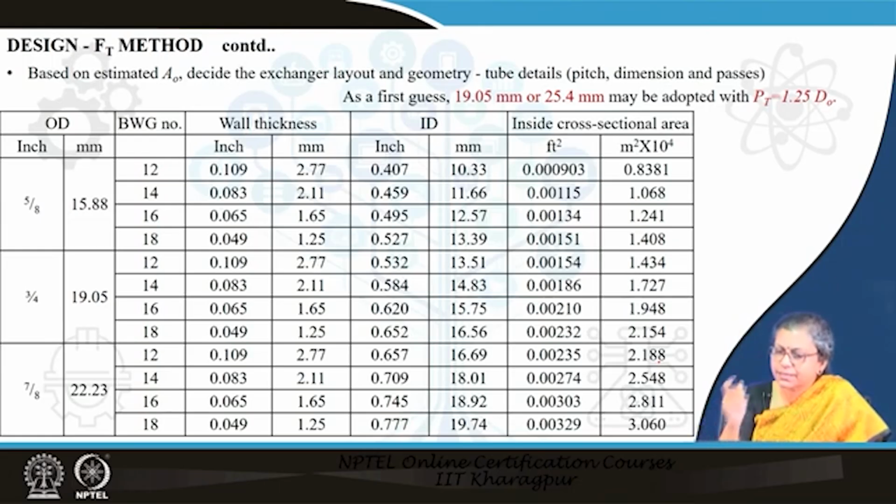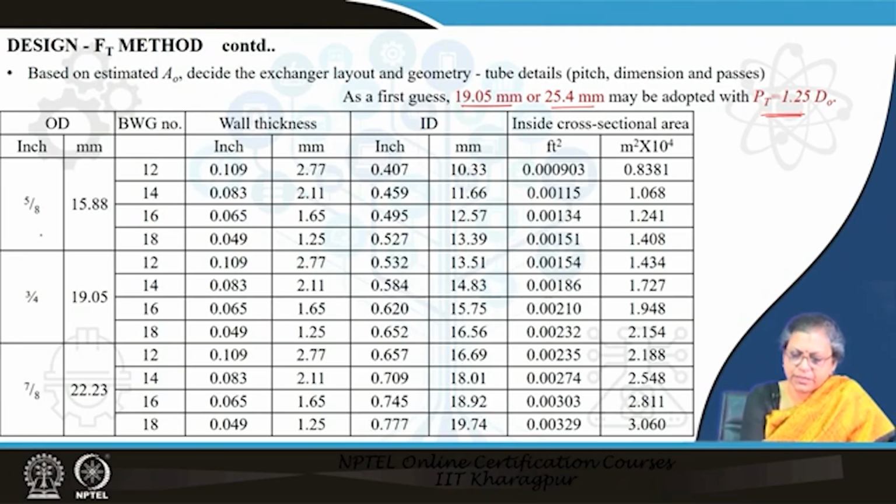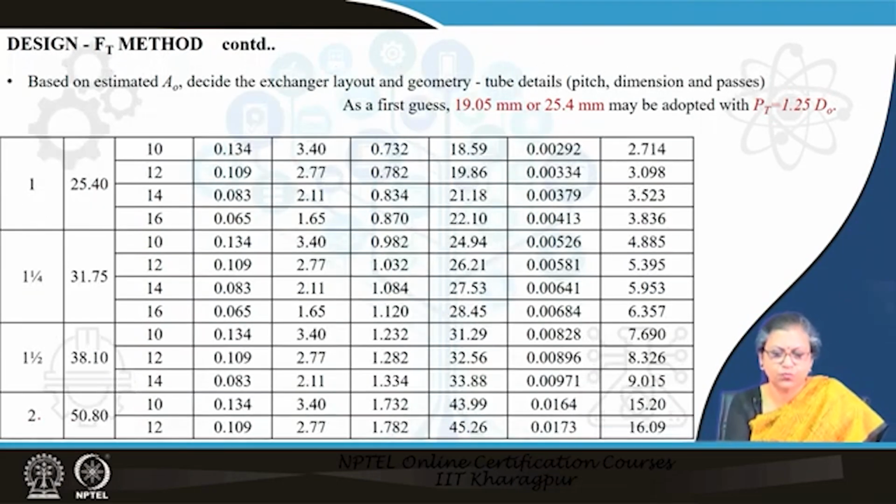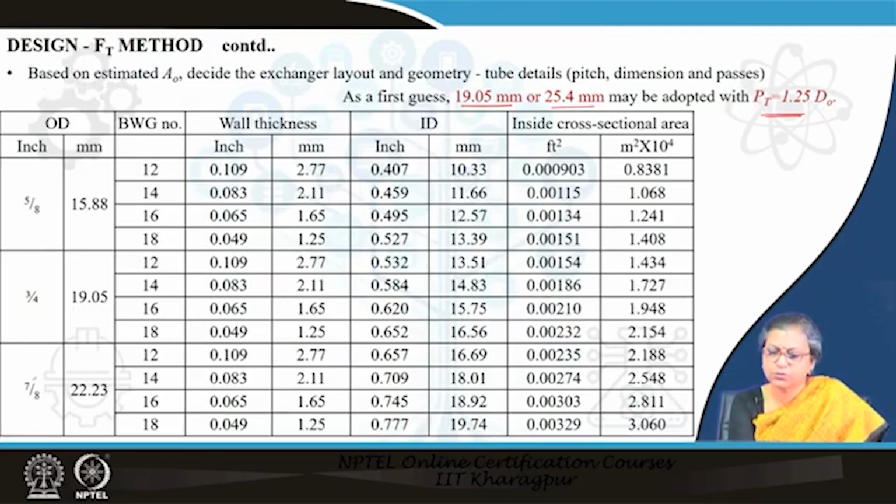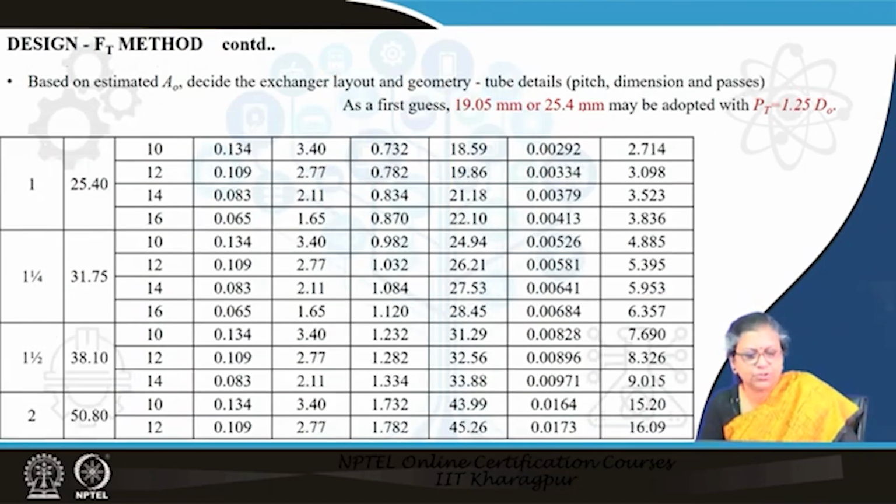Now, as a first case that I have mentioned, we either start with a 1 inch or a 3/4 inch tube, and this is the standard pitch that we adopt. It can happen that this does not suffice, then in that case the standard dimensions are put here from this particular table. This table is for 5/8 inch, 3/4 inch, 7/8 inch, and so on. Accordingly you can select the OD, the wall thickness, ID, inside cross sectional area, everything is provided. So you can go for it, but first we start with these particular guesses.